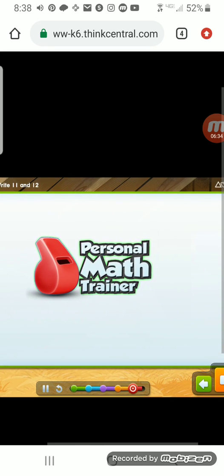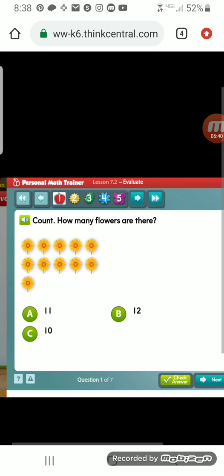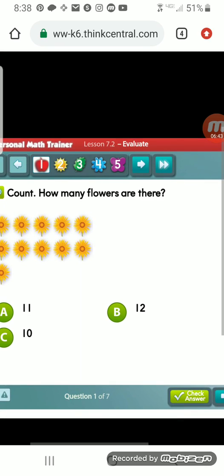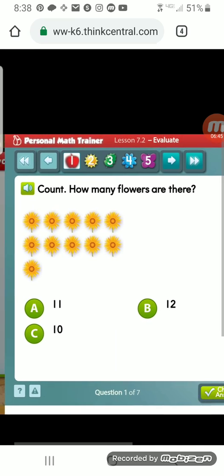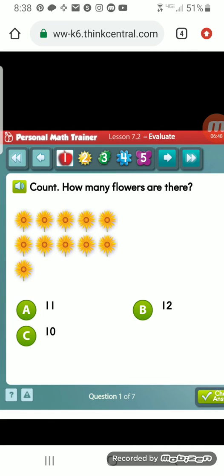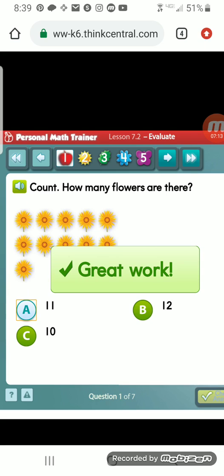Now try your homework on your own with the personal math trainer. Count how many flowers there are. Go ahead and count those flowers. I'm going to count them out loud. You can point and touch them as I count. 1, 2, 3, 4, 5, 6, 7, 8, 9, 10, 11. And letter A is the choice that shows 11. Great work!